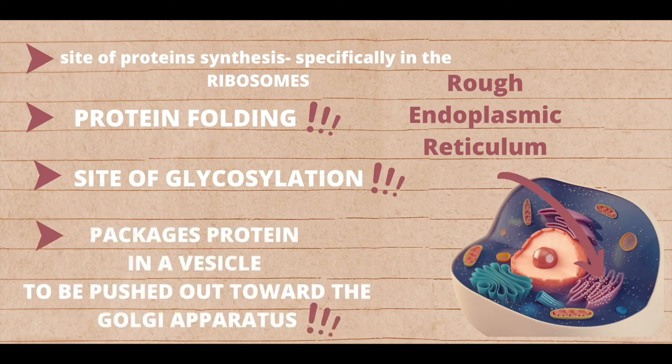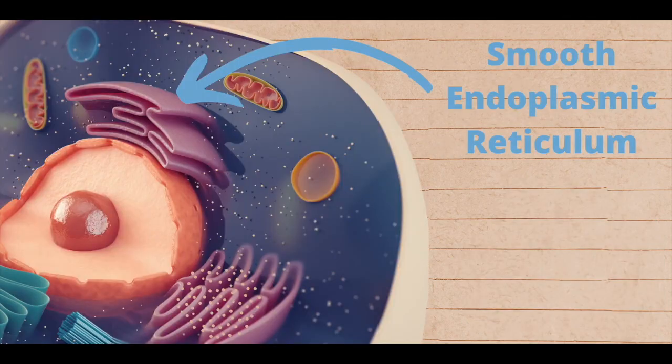So rough ER, it is the site for protein synthesis, specifically in the ribosomes. It folds the protein, it packages the protein to be pushed out within a vesicle, and it also is the site of glycosylation. Next, we have the smooth endoplasmic reticulum.